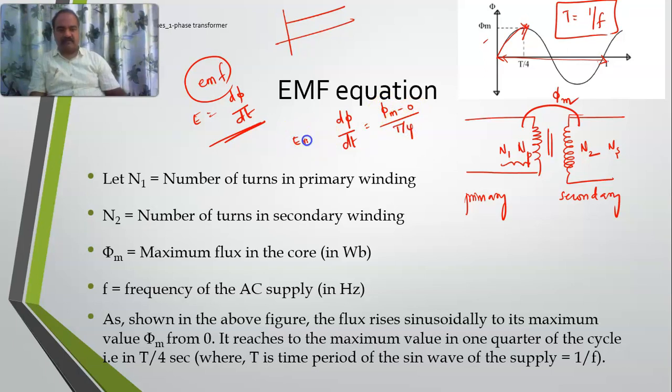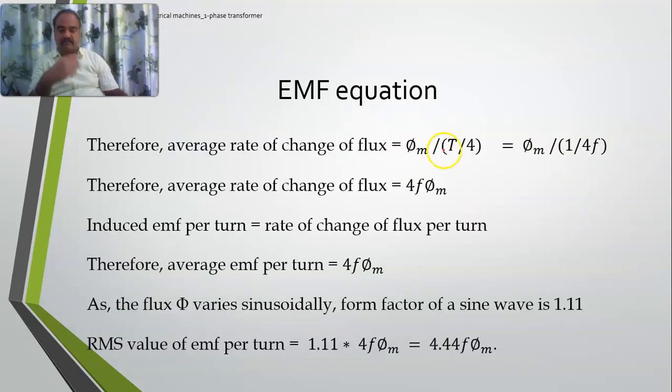This is your EMF, if you carefully see. This is per turn. If there is only one turn, how much EMF is induced? d phi by dt, right? d phi is phi m to 0 in a duration of T by 4. If you write it properly, you get 4 phi m by T, and 1 by T is nothing but frequency. So its formula is 4f phi m. This is how it is derived.